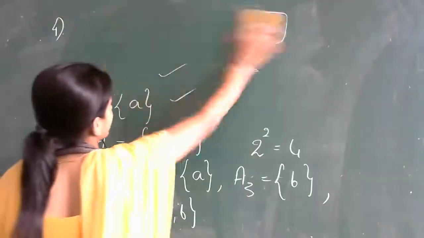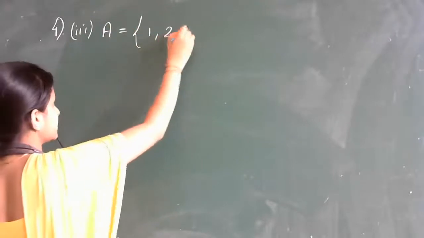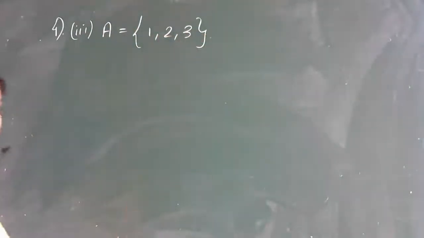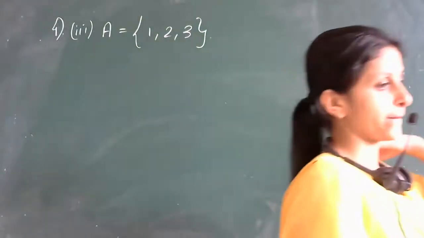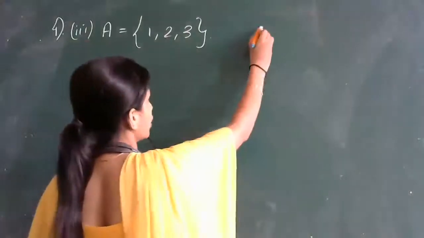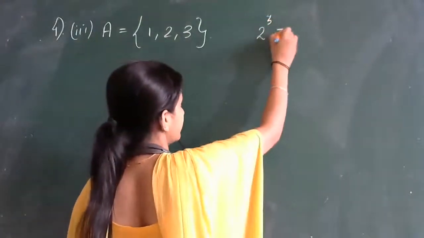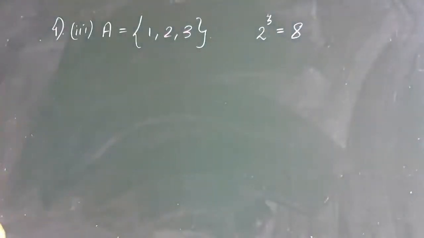Now let us go for the third one. Let me give it again a name as A. So it contains 3 elements: 1, 2 and 3. What is the total number of subsets possible for this set? Very good. It is 8 because it contains 3 elements. So total number of subsets possible for this set will be 2 to the power 3, and that is nothing but 8. So we need to write all the 8 subsets.